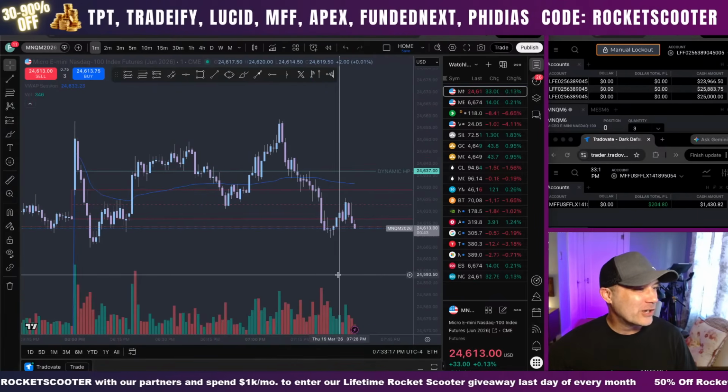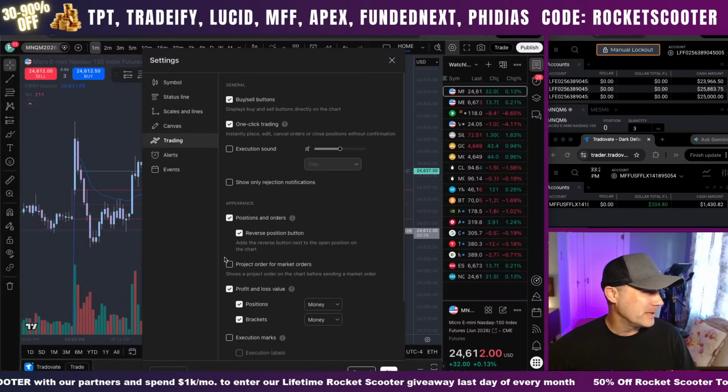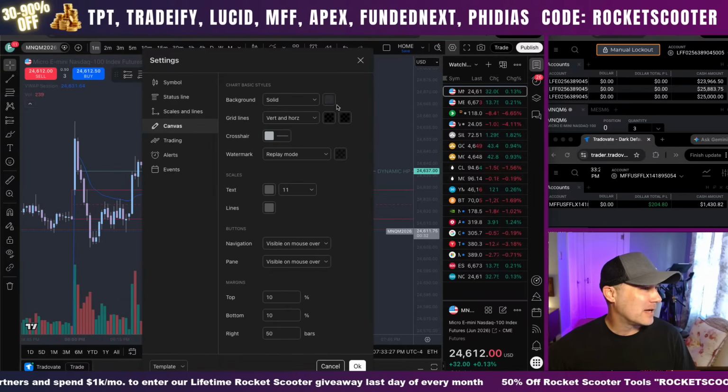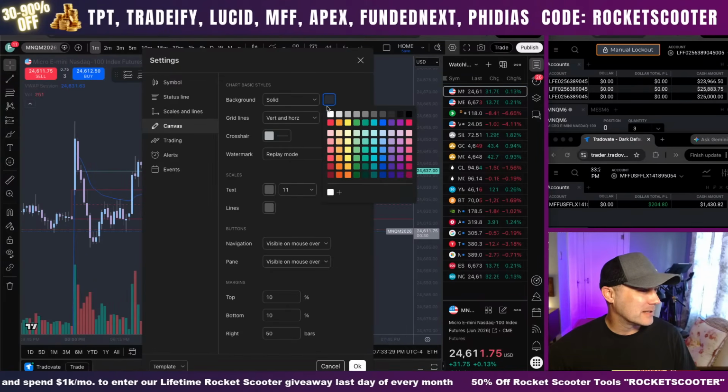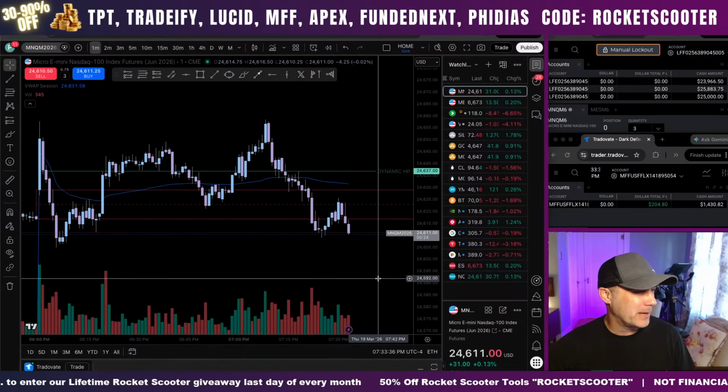It's like a charcoal gray background. It's not a true black. Let me go to my canvas. Yeah. So my background is this gray color. We could go solid black. Does that help? If we go solid black, is that better or worse?